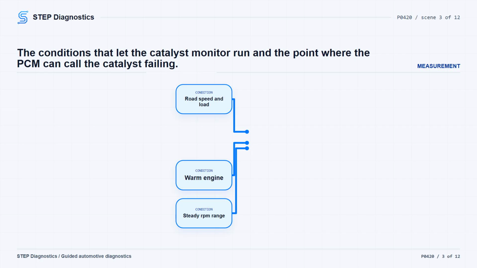The monitor only runs when there are no other O2 sensor circuit faults active, and the best opportunity for it to run is with engine temperature above 70 degrees C, 158 degrees F, engine speed between approximately 1,000 RPM and 3,000 RPM, and vehicle speed between 20 mph and 85 mph under moderate engine load.